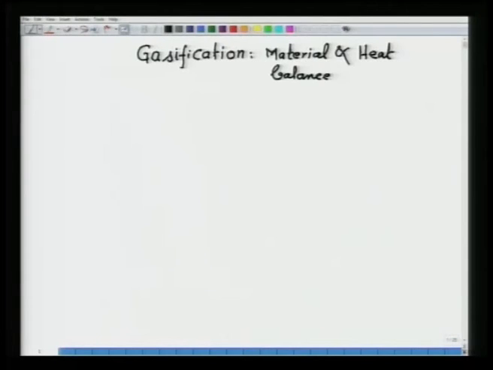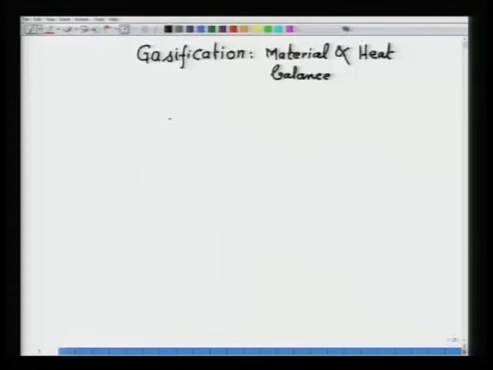In a previous lecture I have discussed the concept of gasification. Now, I thought let us go for material and heat balance in gasification. So, what I have designed for this lecture is as follows. First, I will give you how to calculate the various parameters in material and heat balance of gasification, and then I will take an example to illustrate what I have told you and how to do this.